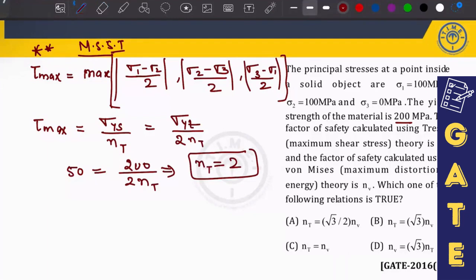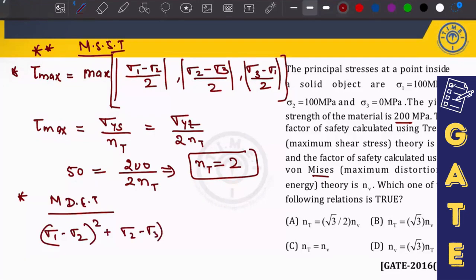Yes, many of you got the correct answer. So let me check for maximum distortion energy theory, which is also known as von Mises. As you know, what is the important relation? Sigma 1 minus sigma 2, just now I have discussed, sigma 2 minus sigma 3 whole square plus sigma 3 minus sigma 1 whole square is equal to 2 times the yield tensile strength.